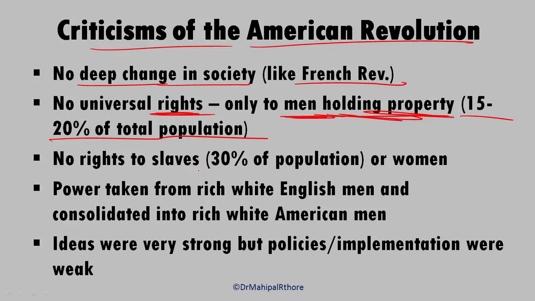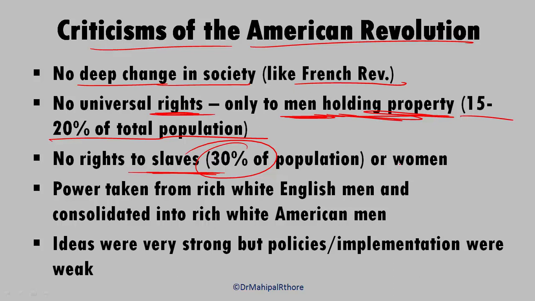The rest of the population, no rights to slaves. 30% of the population of these 13 colonies was of slaves that were brought from Africa with the slave trade for centuries. Now they were working in those plantations and they were having no rights. In fact, the British Army declared that if any slave would leave their master and come fight with us, we will grant them independence. So many thousands of slaves left their masters and fought along with the British Army in this American War of Independence.